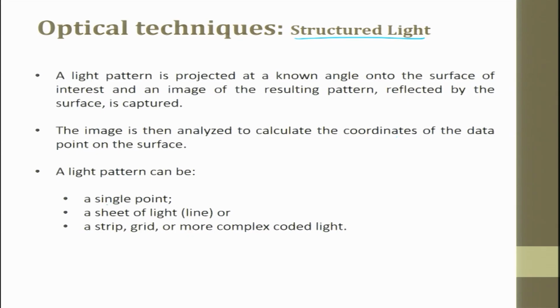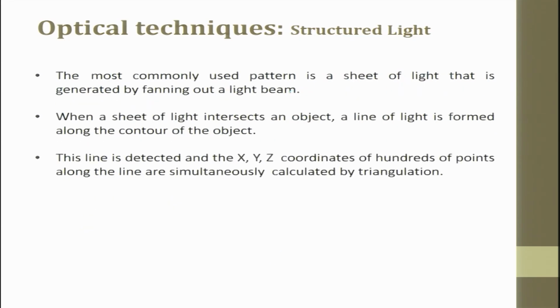The light pattern can be a single source, a sheet of light, a strip, a grid or a more complex coded light. The most commonly used pattern is a sheet of light that is generated by fanning out a light beam. When a sheet of light intersects an object, a line of light is formed along the contour of the object. This line is detected and the XYZ coordinates of hundreds of points along the line are simultaneously calculated by the triangulation technique. This is very important. They are calculated by the triangulation technique and then you get the output.